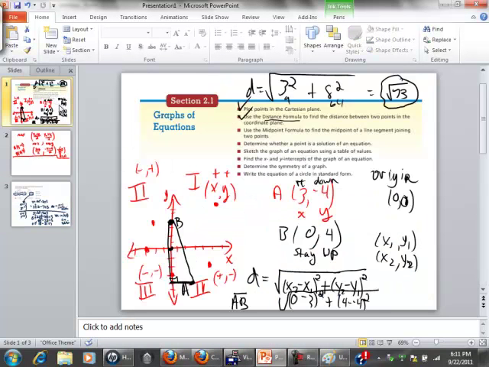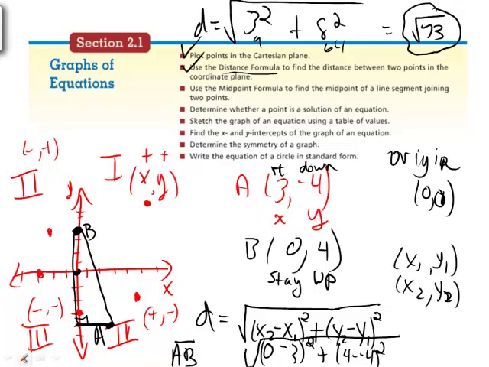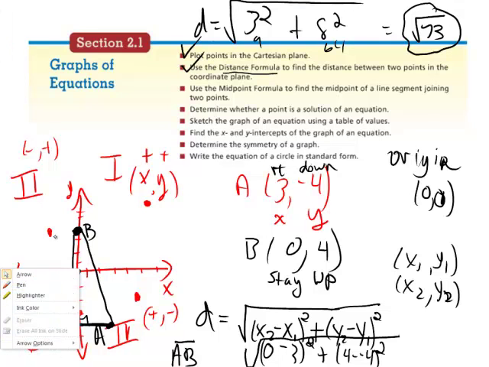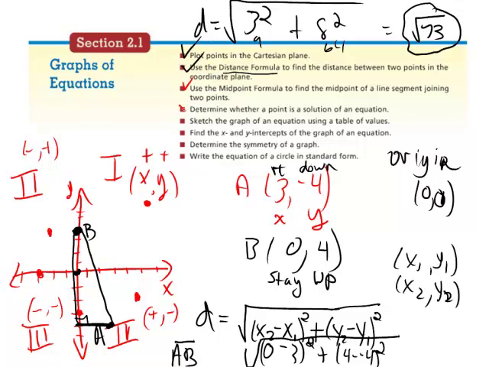Alright, sounds good. So moving right along, we're making major progress. We can plot points. We can find the distance between 2 points. We can use the midpoint to find the midpoint of the line segment joining 2 points. We know how to determine whether a point is a solution of the equation. Halfway done, dude.